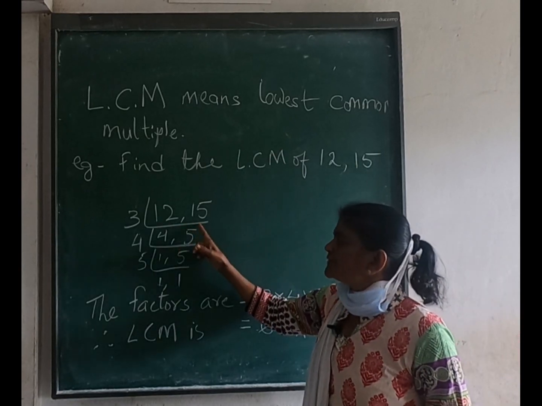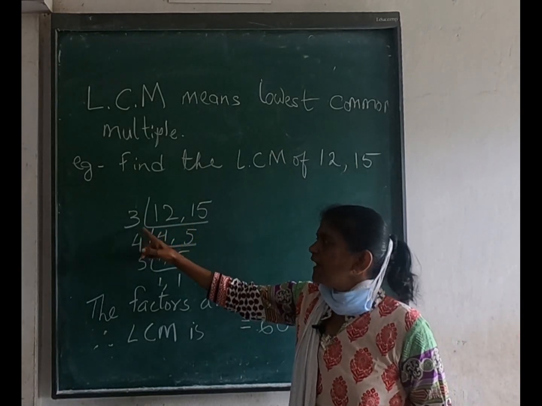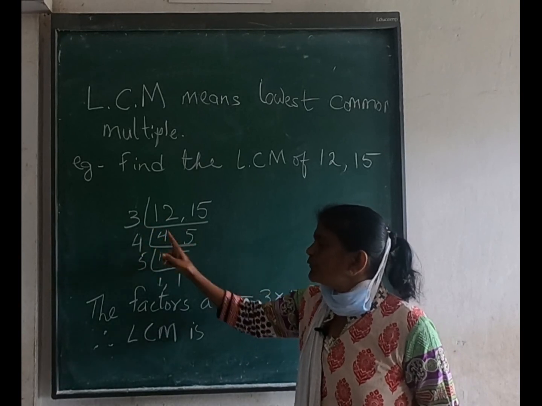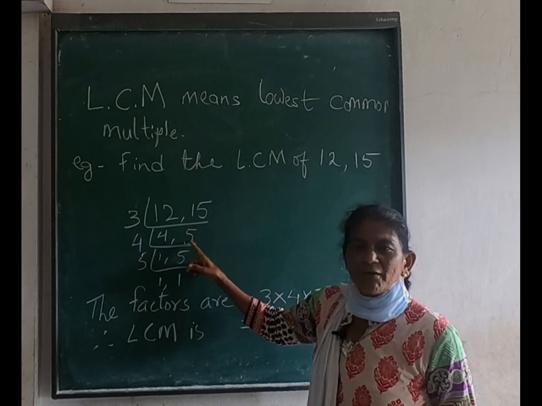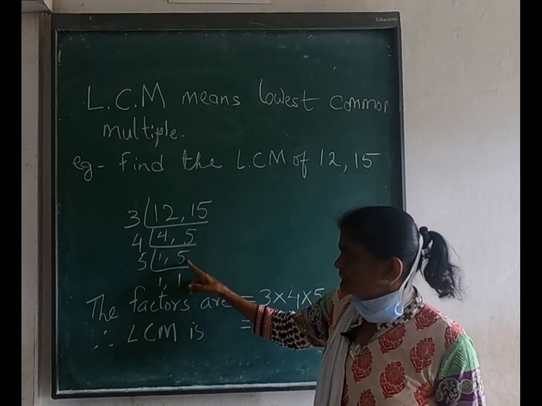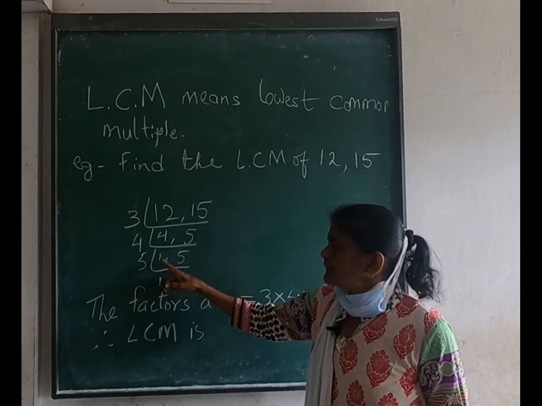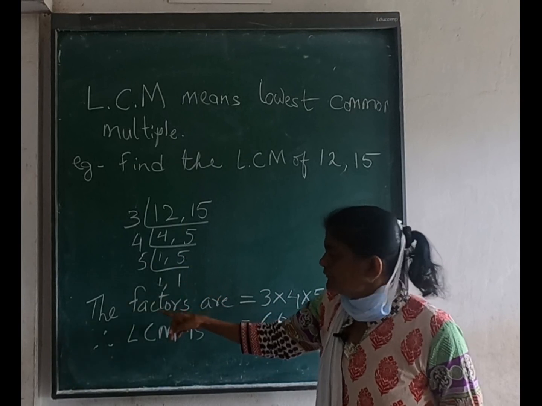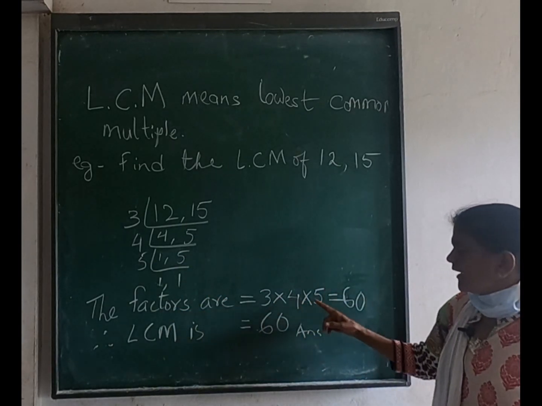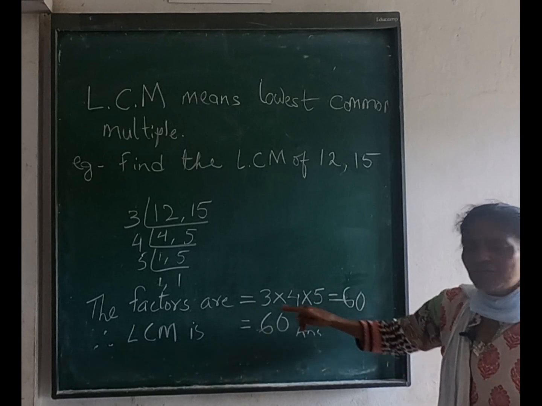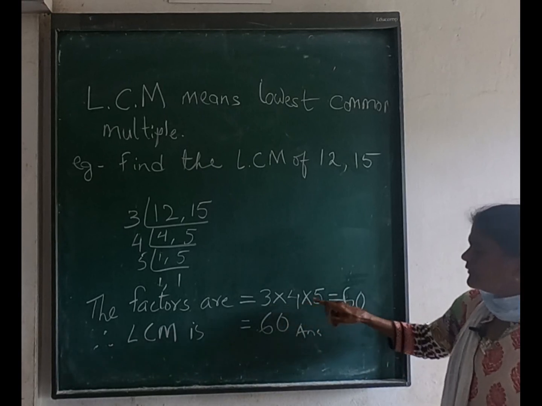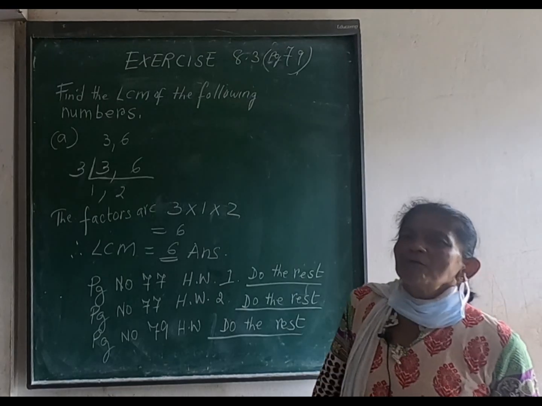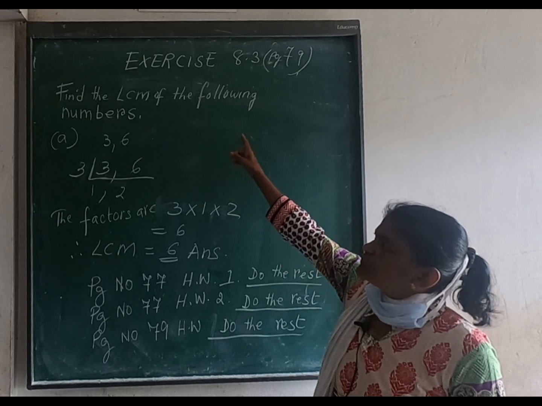So 12 and 15, we try to divide by 3 and we get 3 fours are 12, 3 fives are 15. Again we divide by 4, 4 ones are 4, and 5 we cannot divide by 4, so we just copy 5. And 5 we divide with 5, it comes to 1. The factors are 3, 4 and 5. So we multiply these 3 numbers. 3 fours are 12, 12 fives are 60. Therefore LCM is 60.